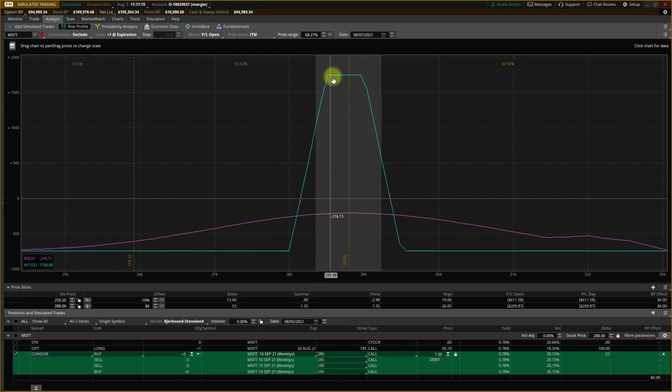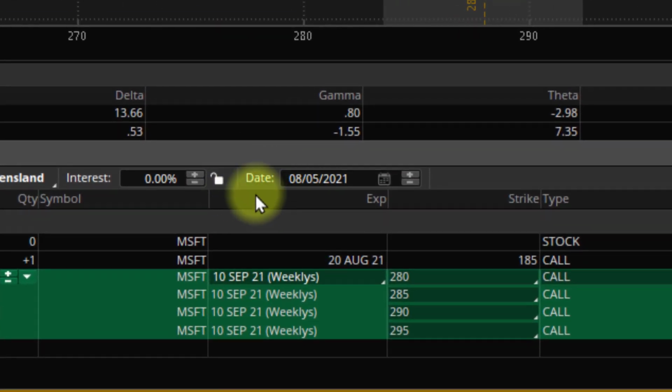And this is our risk graph. The one in blue is the expiration curve, and the one in purple is the current curve. So remember, the blue one only applies at expiration, whereas the purple one applies right now. Now, one of the really nice things about the Analyze tab is we can come down here to this little box, and I can change the date. So I can say that if I just put this position on, what if time goes by?